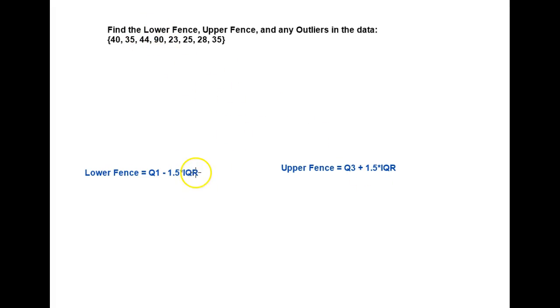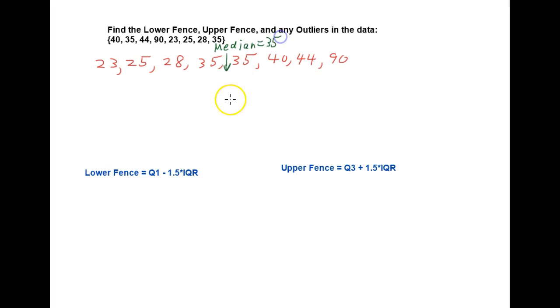We need the interquartile range and the first quartile to find the lower fence. So let's put these numbers in order real quickly. All right, we have to have the numbers in order to find the median and the quartiles. So first, the median is right here in between these two numbers. So I'll put that median equals 35 because we have 4 numbers on the left and 4 numbers on the right.